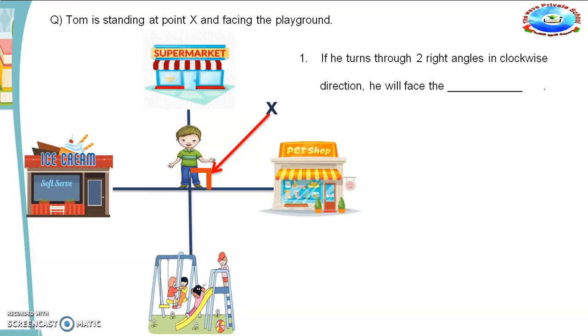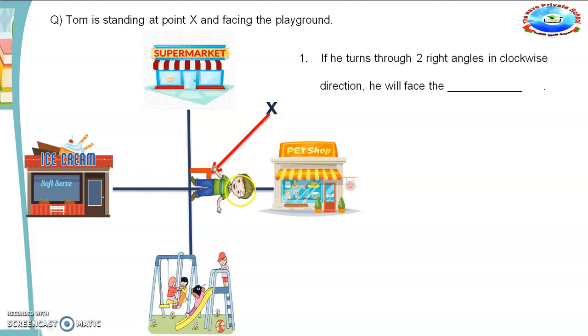This is the first right angle in clockwise direction. This is the clockwise direction. So this is the first right angle. If he turns through one right angle in clockwise direction, he will reach here. And yes, he faces the ice cream shop. So by one right angle turn in clockwise direction, he faces the ice cream shop.